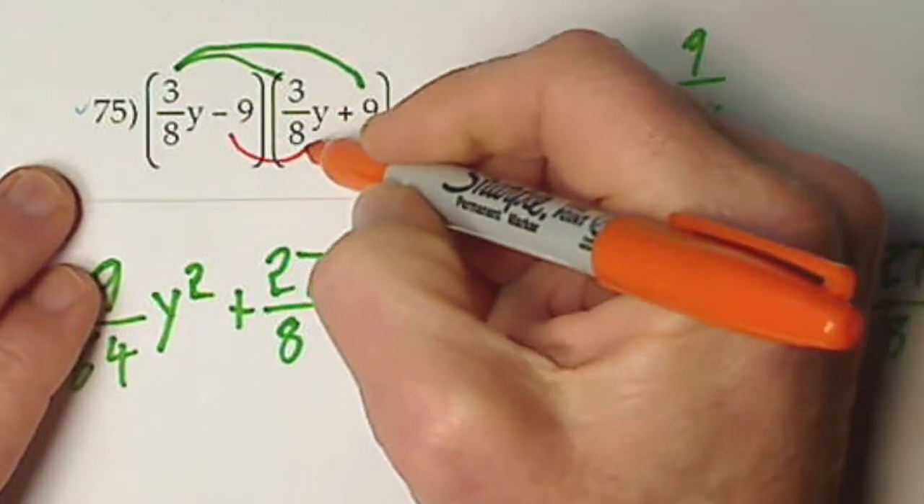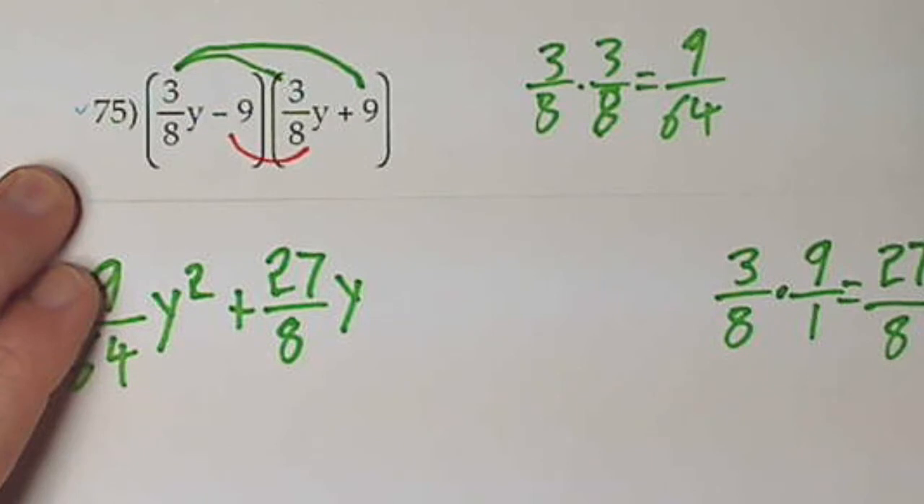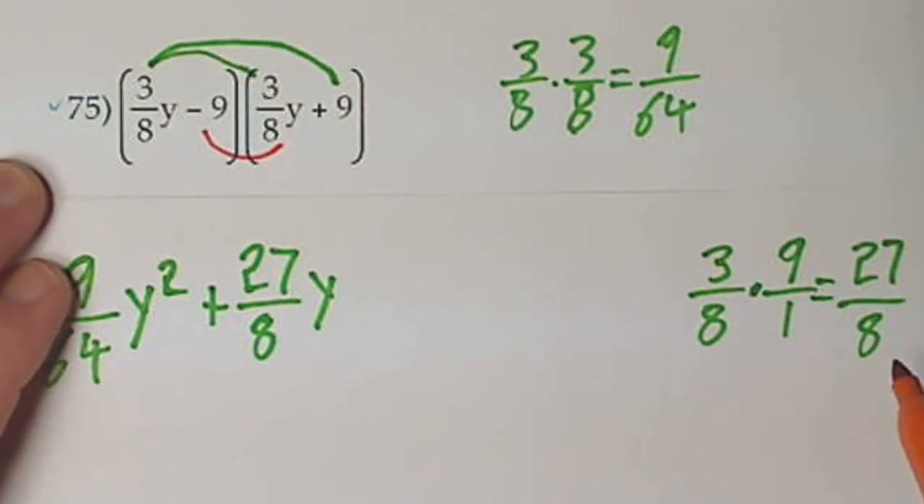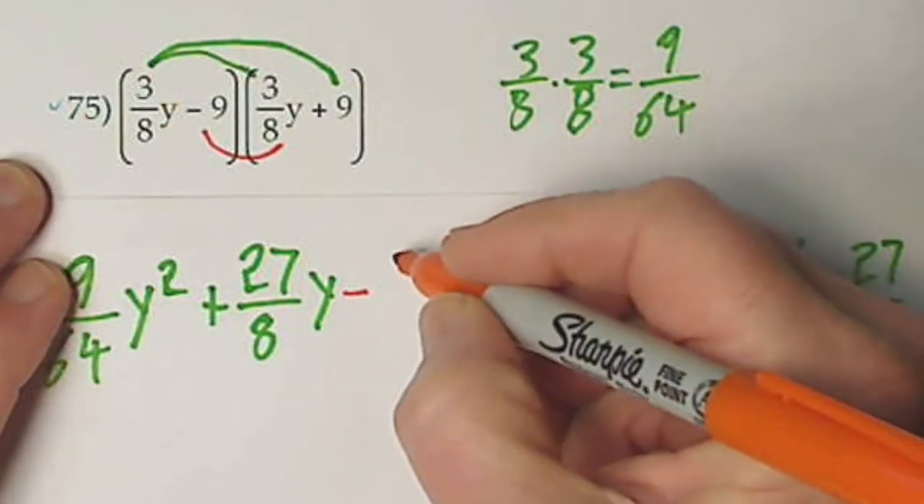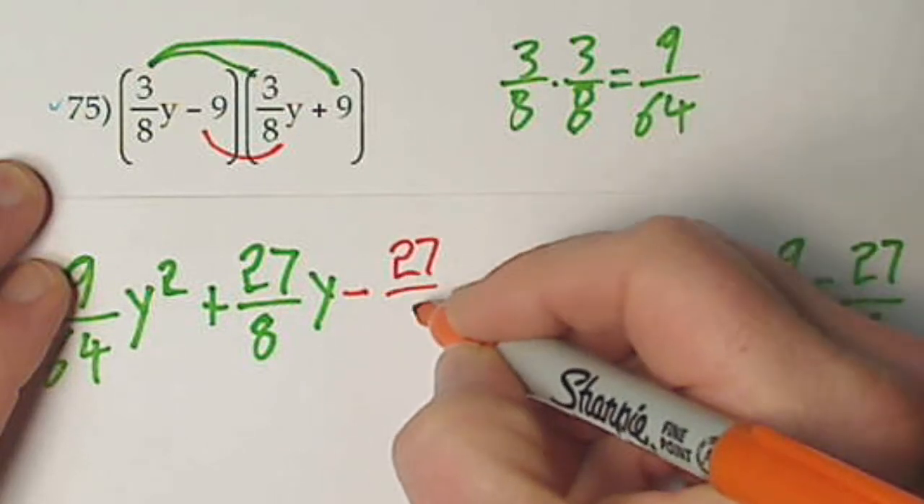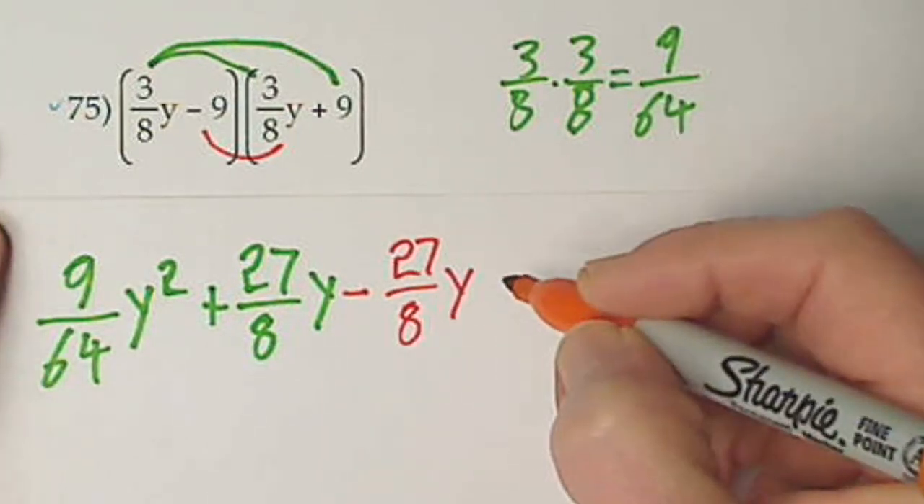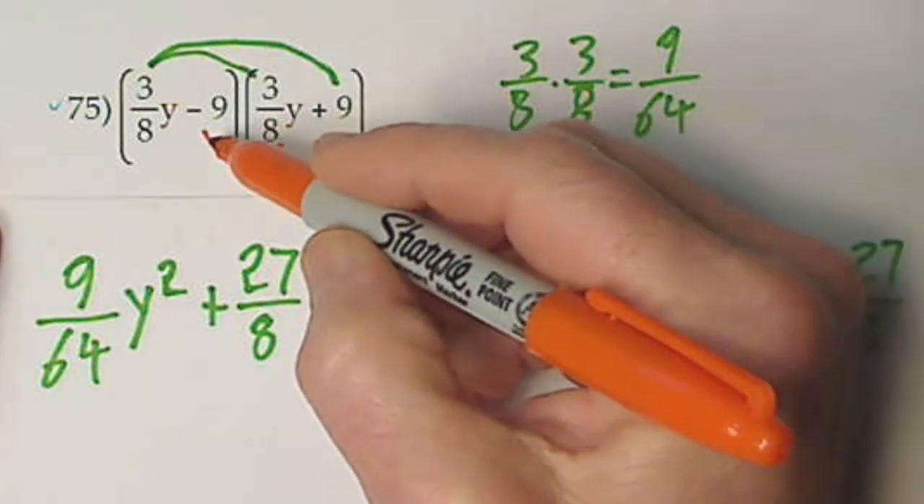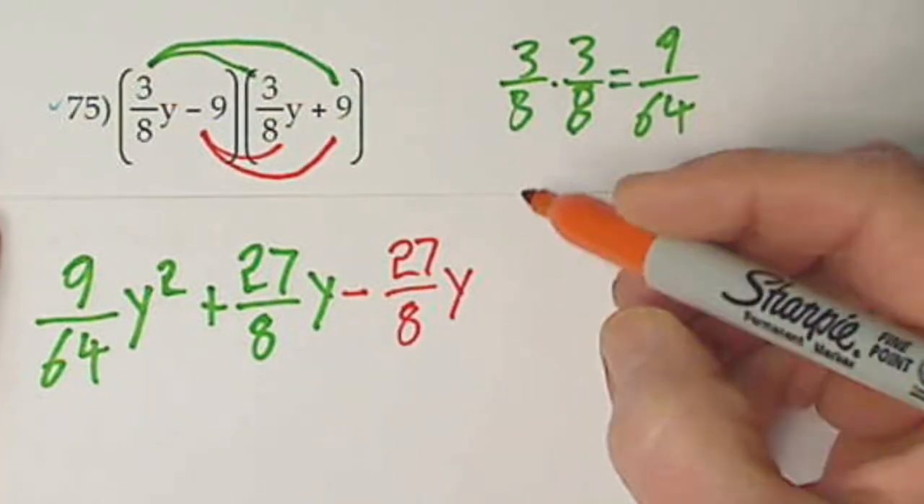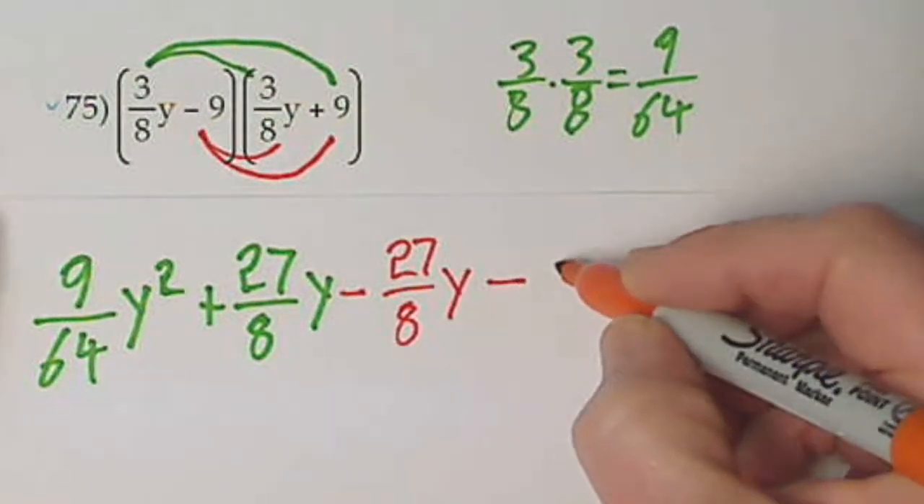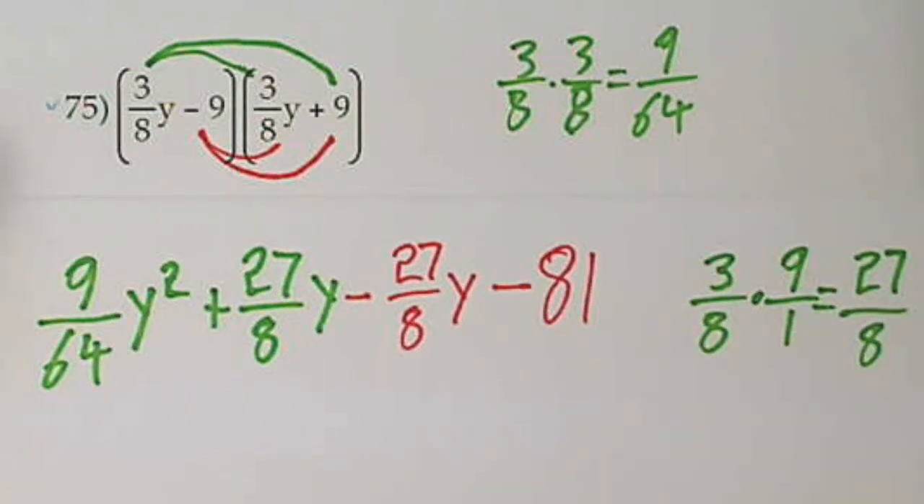Okay, then you deal with sending your negative 9 to each term. So negative 9 times 3/8 y. Well, if 9 times 3/8 gave me that, negative 9 times 3/8 is just going to give me the negative version of that. Okay, so that's minus 27/8 y. And then finally, negative 9 times positive 9 is negative 81.